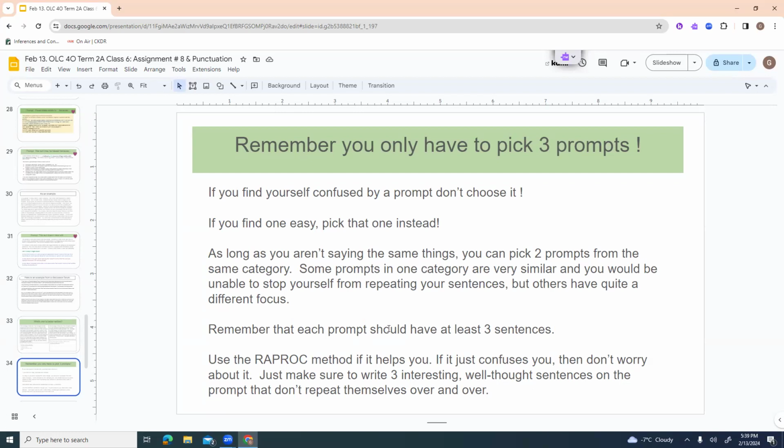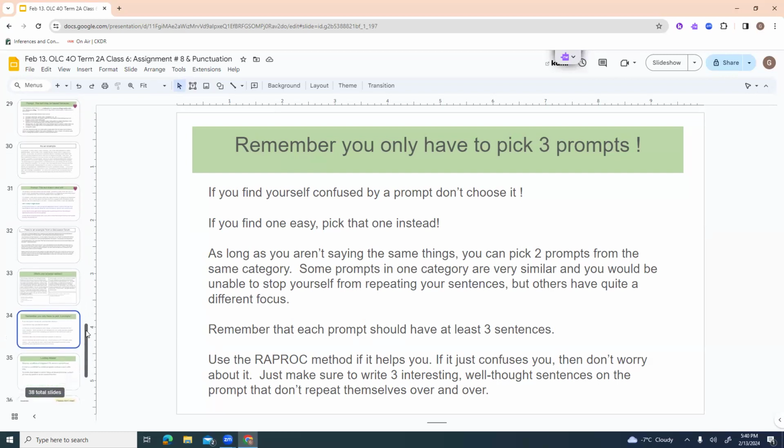Remember that for each prompt in your answer, you should have at least 3 sentences. Use the RAPROC method if it helps you. If it just confuses you, then don't worry about it. Just make sure to write 3 interesting, well thought out sentences on the prompt that don't repeat themselves over and over.